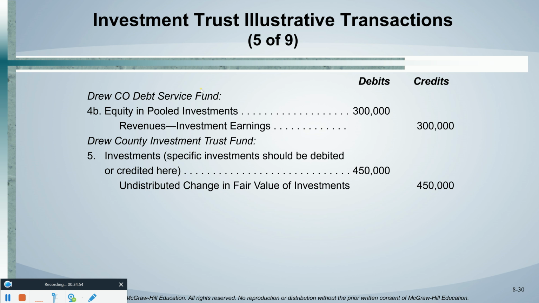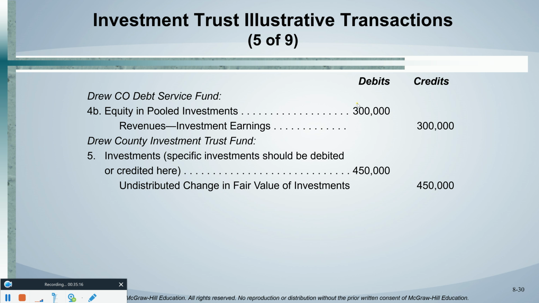In the debt service fund, do you remember this account that we established called equity and pooled investments? Yeah, we did that way back, one of the first journal entries, when the portfolio was coming out of the debt service fund and into the portfolio. We used this account called equity and pooled investments.